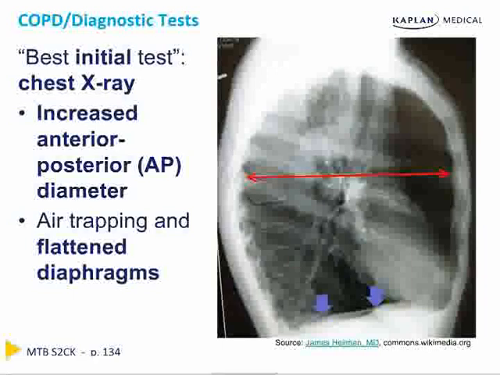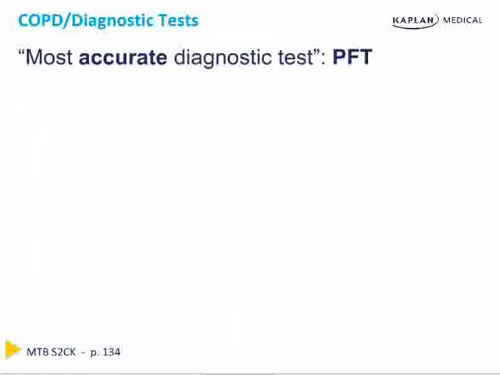The flattened diaphragms, as pointed out by the blue arrows on your screen, are typical of a COPD patient, and these flat diaphragms can actually worsen the respiratory mechanics of these patients, and that's because a flattened diaphragm does not work as effectively as a nice, rounded, dome-shaped diaphragm seen in a healthy patient. If we ask ourselves a slightly different question, which is what is the most accurate diagnostic test for COPD, the answer becomes pulmonary function testing.